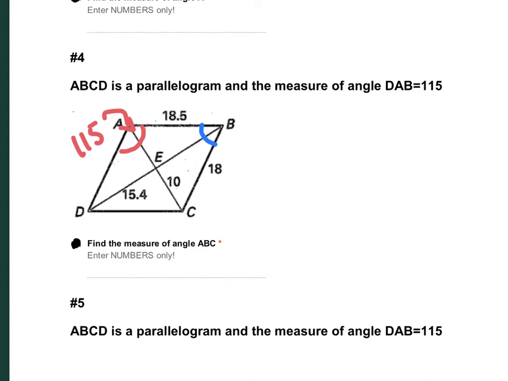Now remember, there's a rule that we had that talks about consecutive angles on a parallelogram. They have to add up to a certain number, one right after another. That's number 4.